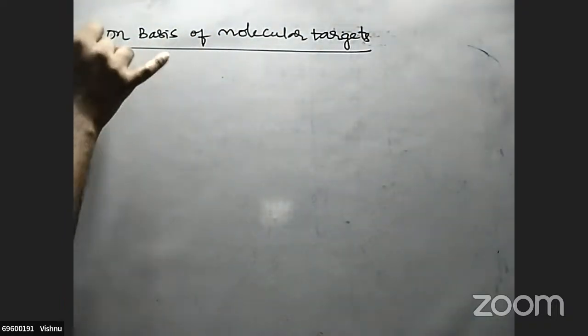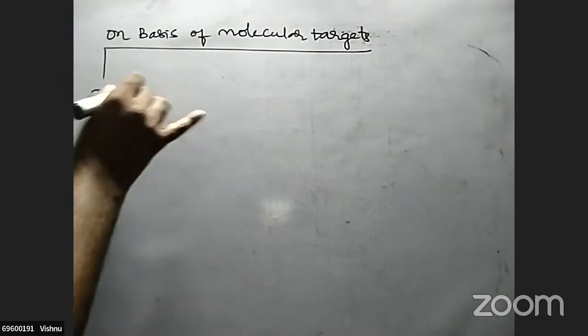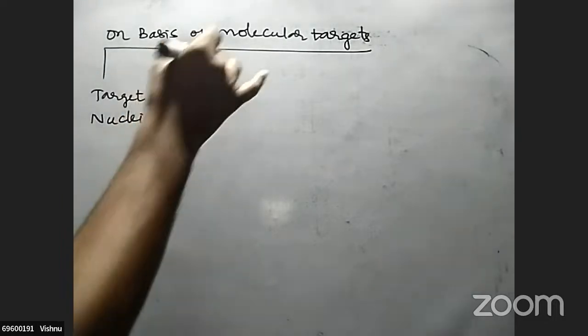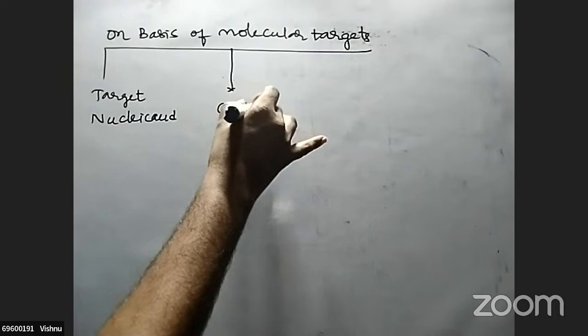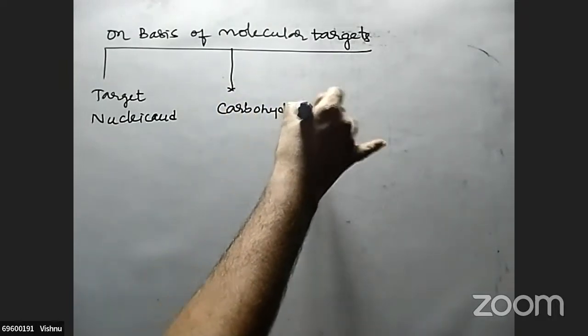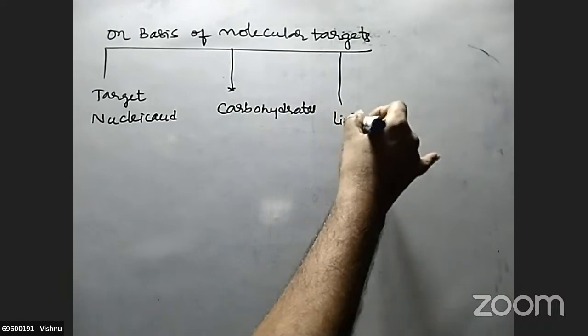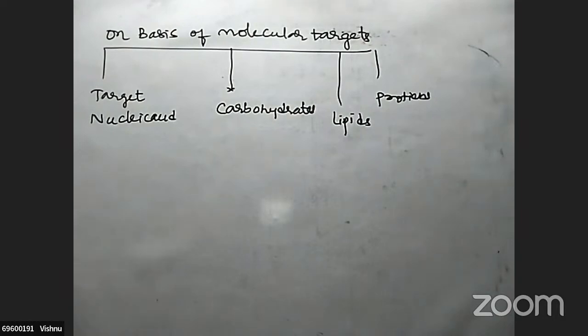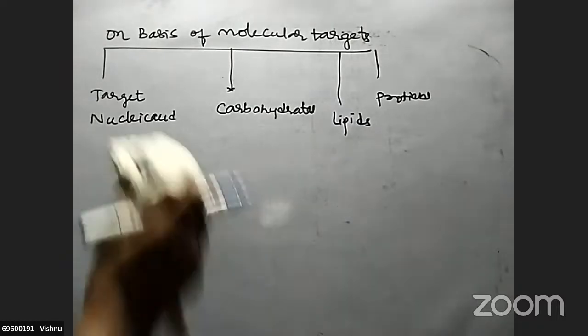how are drugs classified? The first target is nucleic acid, or the target is carbohydrates, or the target is lipids, or the target is proteins. So drugs act on these proteins, or lipids, or carbohydrates, or nucleic acids. Generally, we take one example: proteins as molecular targets.